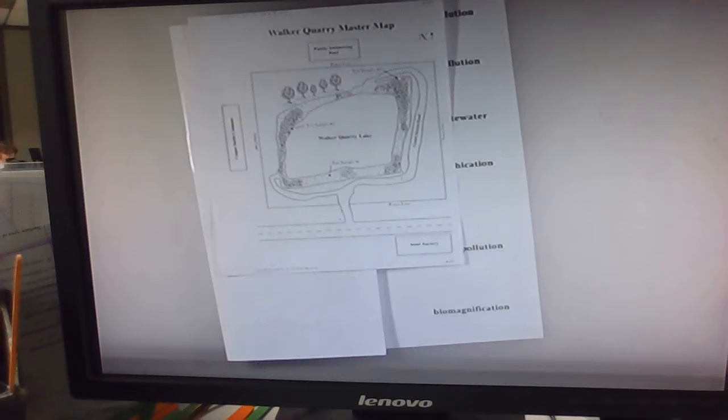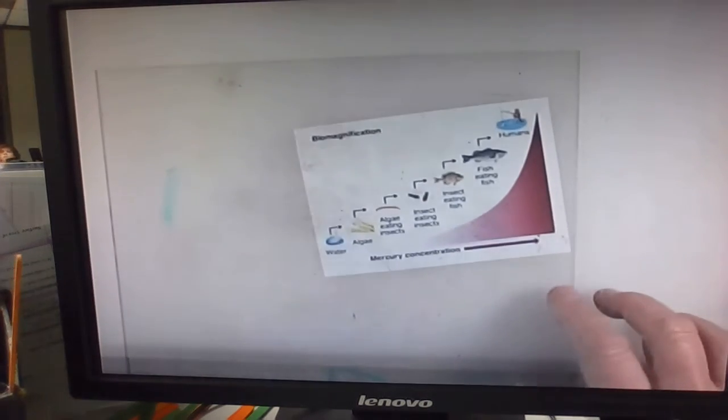Alright, next we're going to work from the bottom up down. Biomagnification. Read for us the definition of biomagnification, please, Seneca. The accumulation of water that succeeds in levels of filtration. Alright, so now we've got our picture like this.